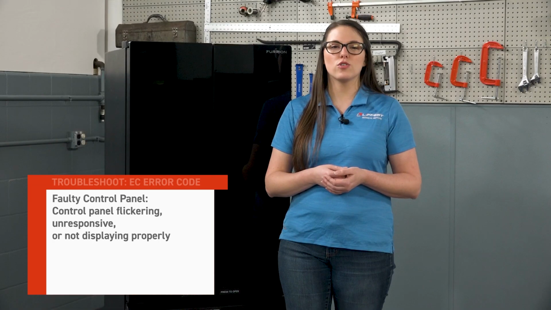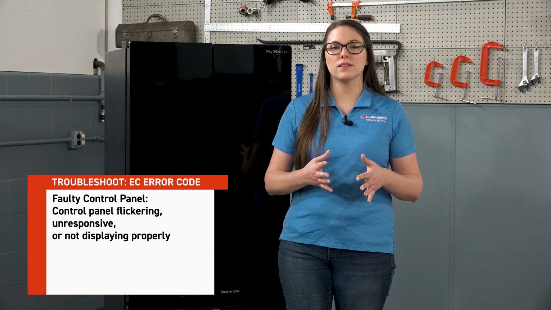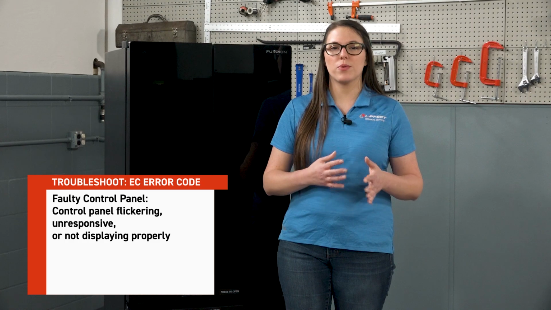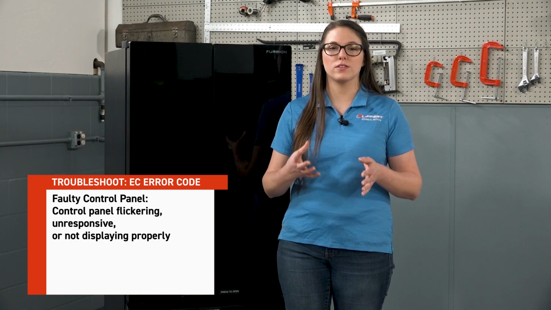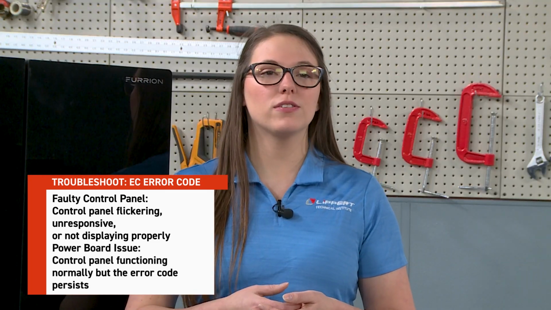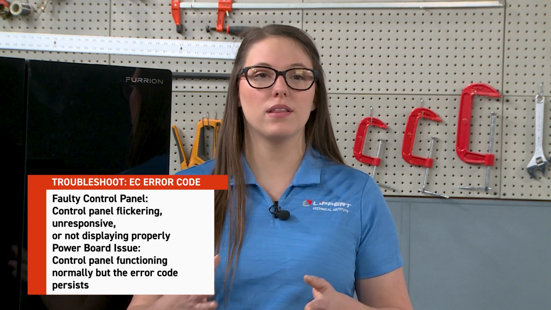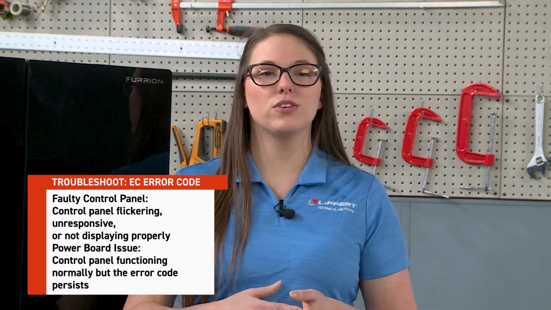Once you've verified that the wiring is intact, it's time to determine whether the control panel or the power board needs replacement. If the control panel is flickering, unresponsive, or not displaying properly, it's likely the control panel is faulty. If the control panel appears to be functioning normally, but the error code persists, the issue is likely the power board. By following these steps, you can quickly narrow down the cause of the EC error and get your Furrion Arctic refrigerator back to normal operation.